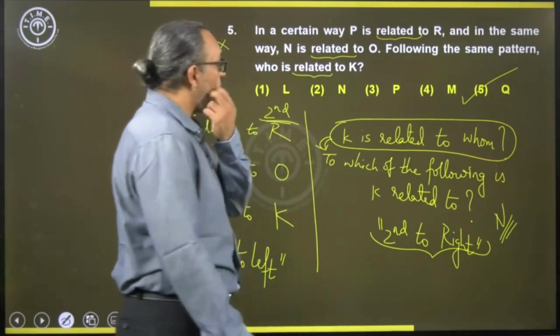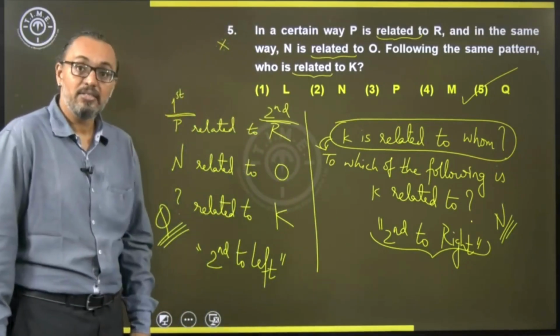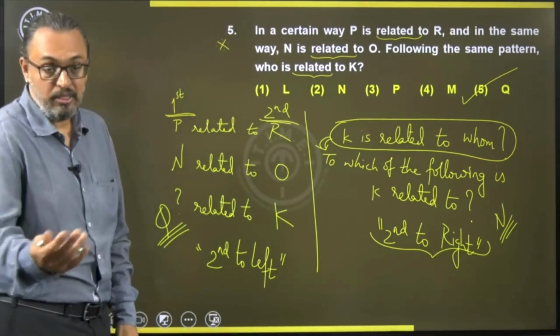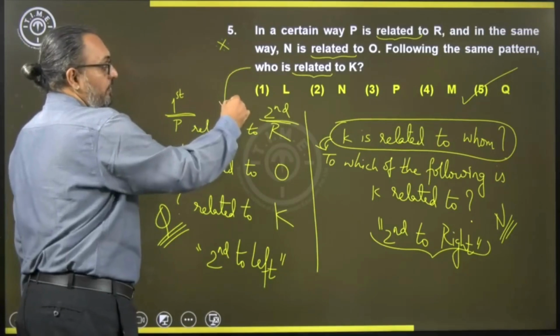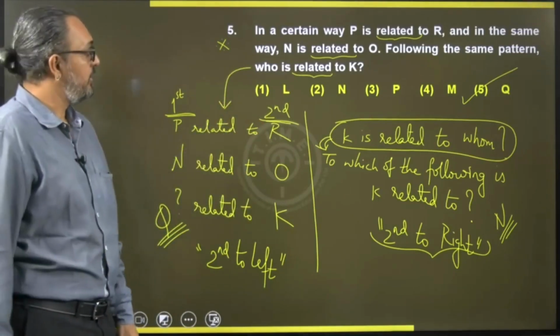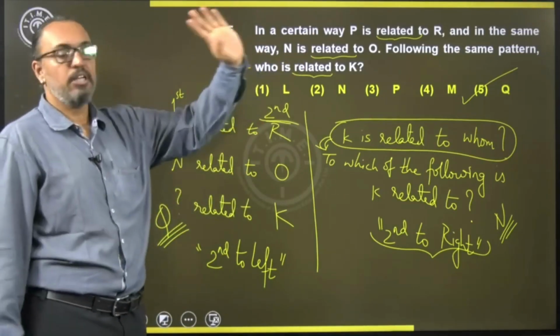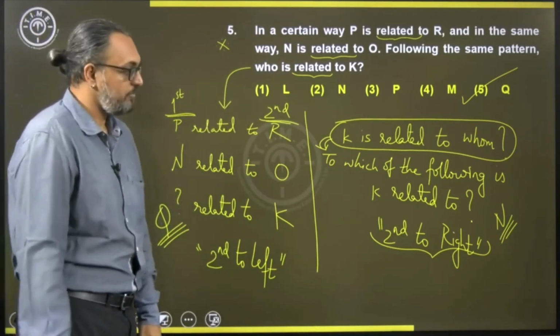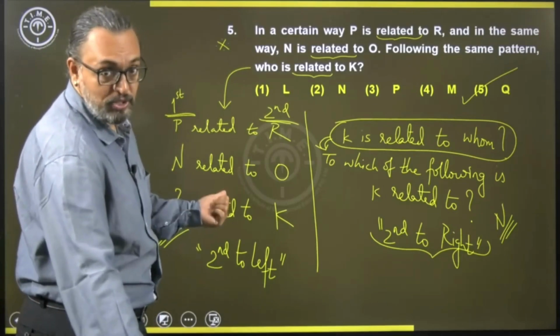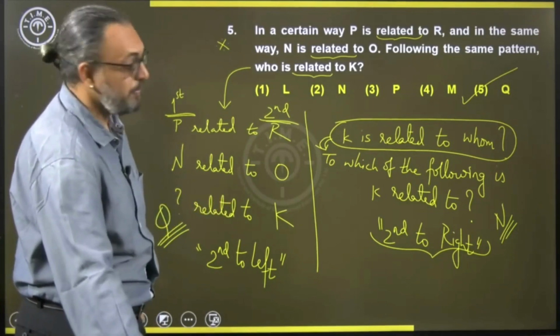So we need to be careful as to how a question is asked and how we approach it. This is how we need to understand. Okay. Right. So for this fifth question, our answer is Q, the fifth option. Okay. Right. So these are the 5 questions you have for this set.